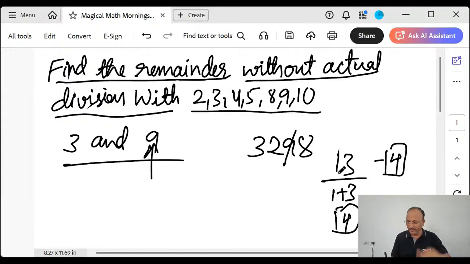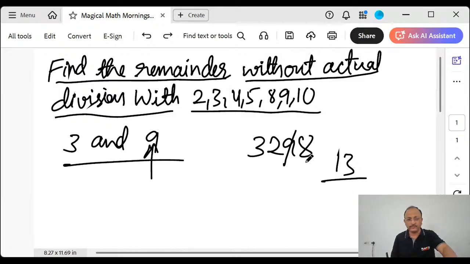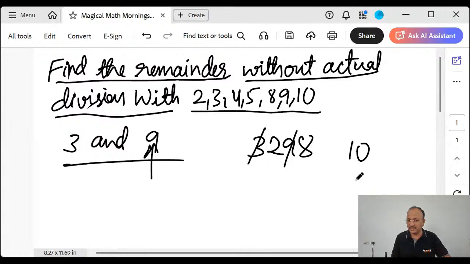Or once you get 13, it's very easy: 9 ones are 9, so only 4 is remaining. Same way with 3, if you want to do, what we'll do? You remove all the multiples of 3. Then what is left is 2 plus 8, which is 10. What is the digital sum of this? 1 is the remainder.